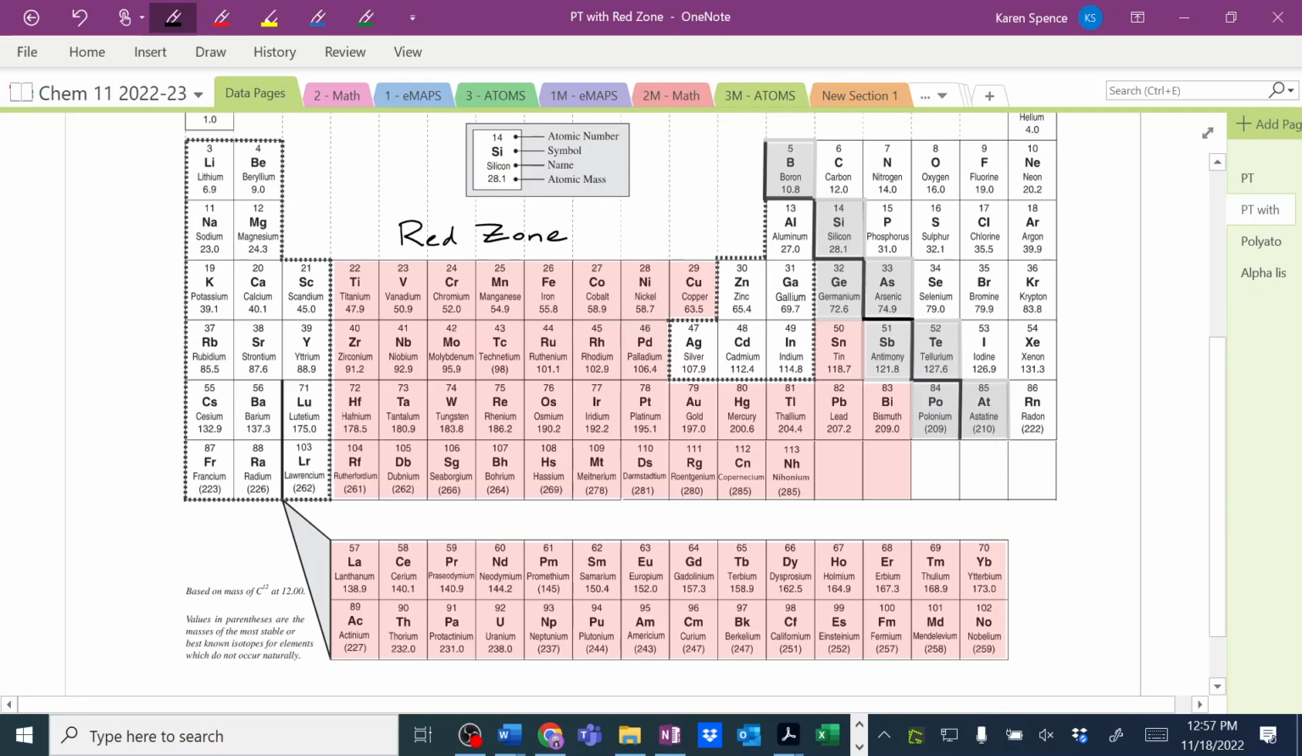In fact, if anyone wants a red pencil crayon, here, would you like to have one? So that's your periodic table, and that's going to be really handy. Yes?